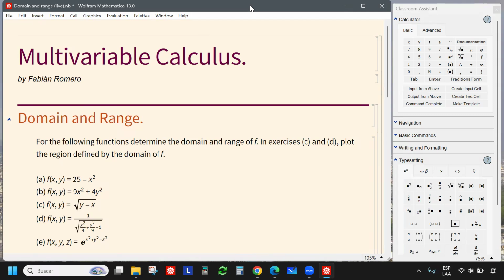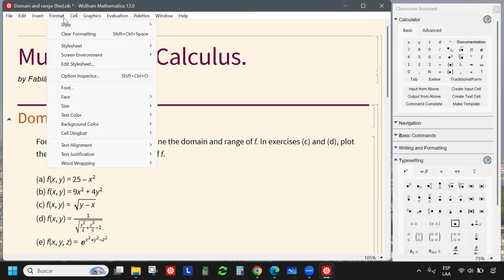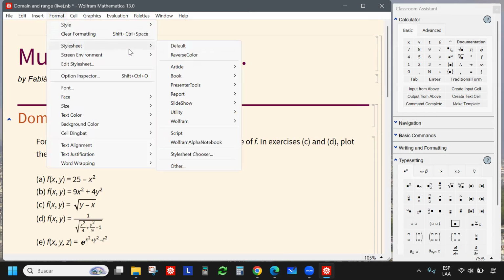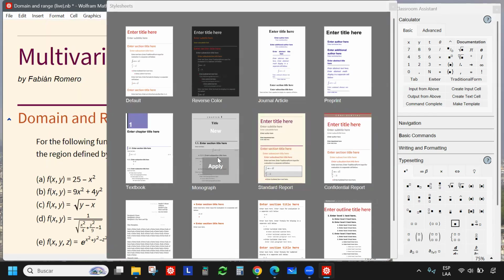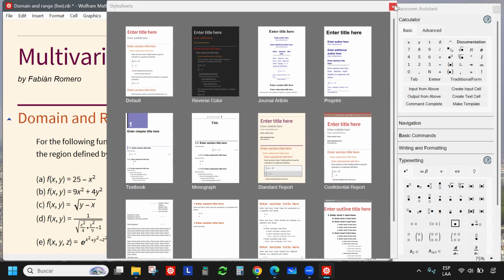These videos are intended for those who have a basic or no knowledge of the Mathematica program, but should have some basic notions on calculus. The design of the notebook you are seeing, I have selected it from Format, Style Sheet, then Style Sheet Chooser, and from here you choose the one that you like most, or you may work with the default one.